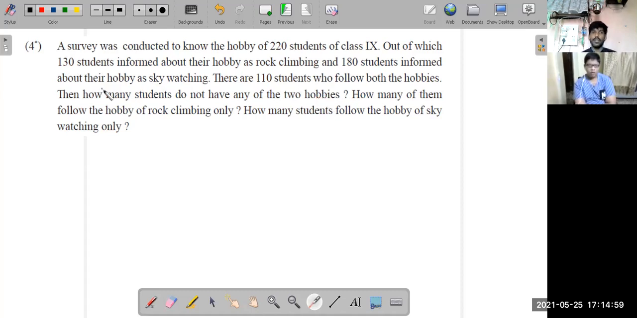and how many of them follow the hobby of rock climbing only. And then you have to find out how many students follow the hobby of sky watching only. Have you understood the question? The main part is understanding the question. Solving is easy. Okay, so let's start solving. So can you tell me how to start?